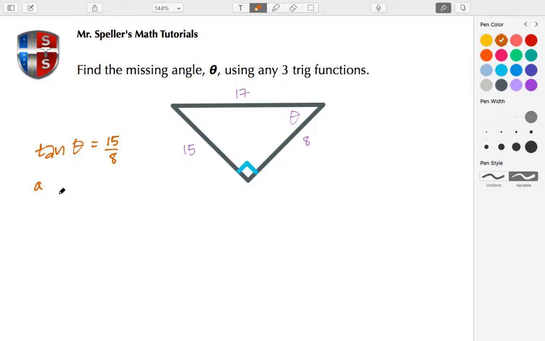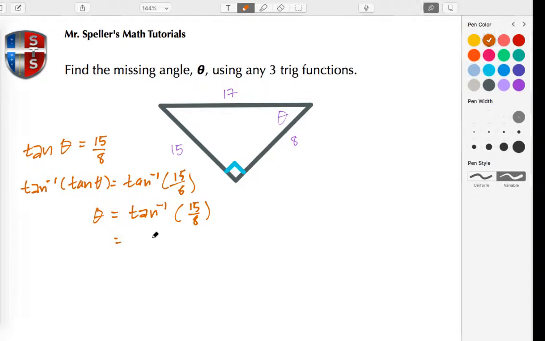I'm about to spell out arctangent, but let's just use the shorter notation, which is the tan with the -1 here. We're taking the arctan of tangent theta, and we take the arctan of the other side, which would be the 15/8. So the arctangent and tangent, the inverse, basically undo each other, leaving us with just theta. And then we have the arctangent of 15/8. We're going to use the TI Inspire to figure out what that measure is.